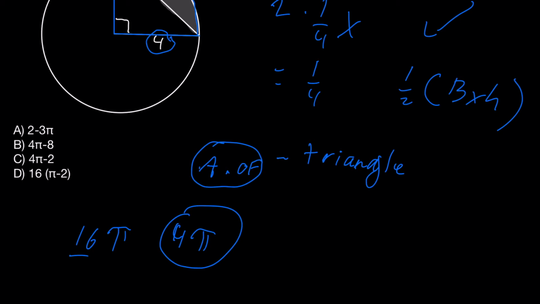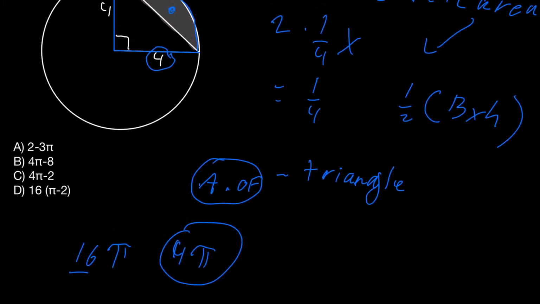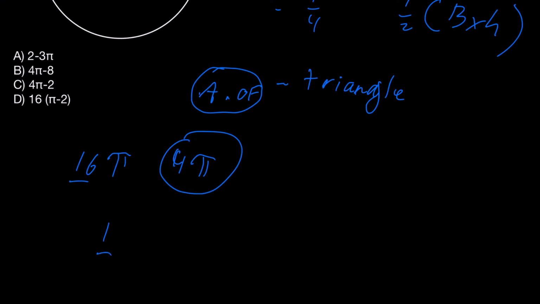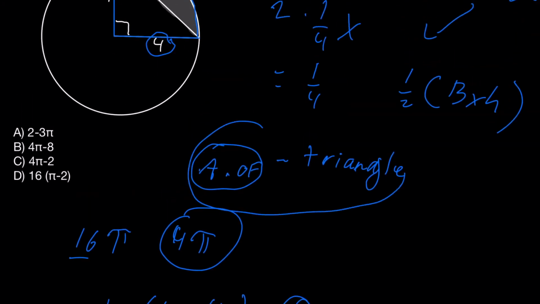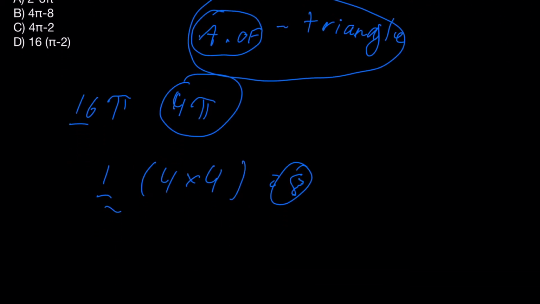And then what's the area of the triangle? So it is half base by height, right? So the base is 4 and the height is also 4. All right, so then what is half of 16? It is 8. So by logic, we deduce this, right? Area of the fourth of the circle minus the area of the triangle. So now we have 4 pi minus 8, and that is B.